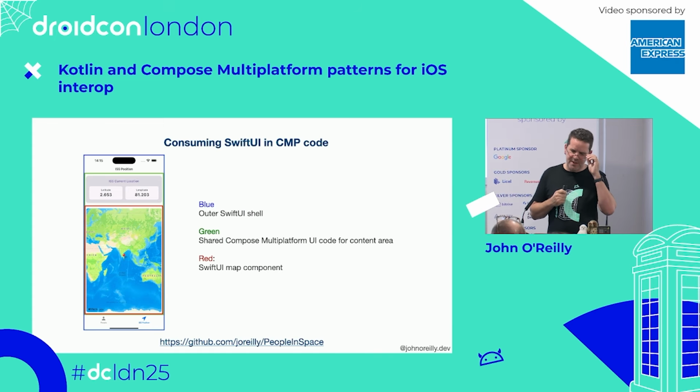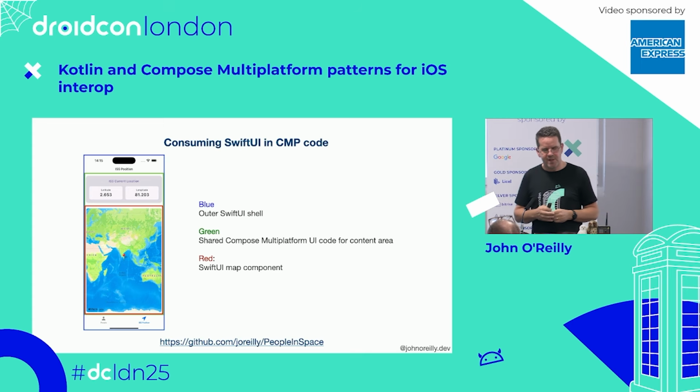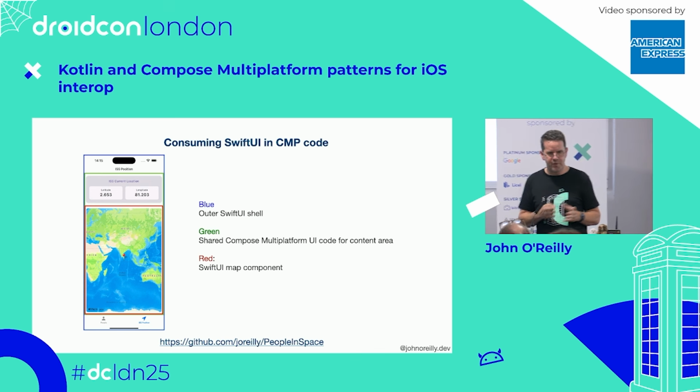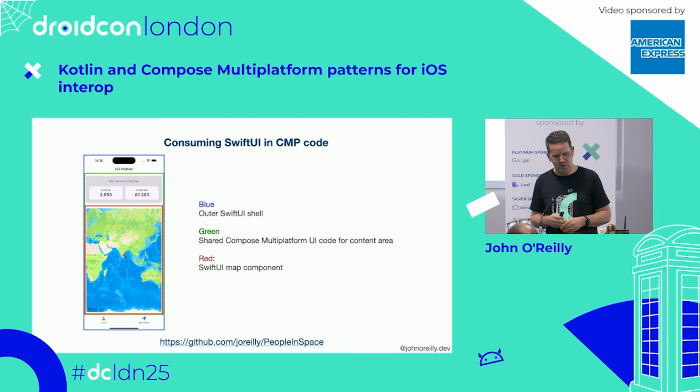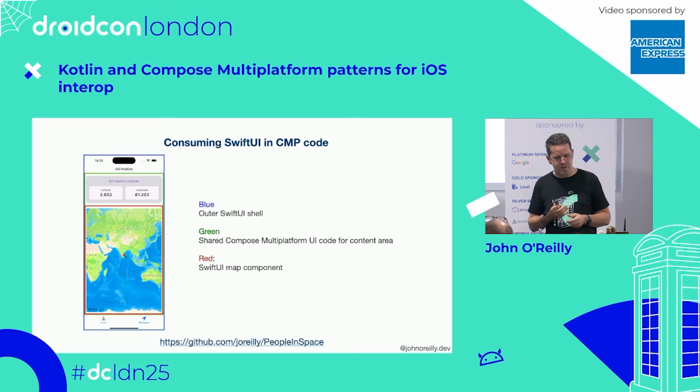So I'm going to illustrate this using an example from the People in Space CMP sample, where we're showing the position of the International Space Station in a SwiftUI map. Here we have an outer SwiftUI shell that basically just includes a title bar. That in turn uses Compose Multiplatform for the content area, which in turn uses SwiftUI for the map. So this is a somewhat contrived example, but is designed to hopefully illustrate the various moving parts needed to support this type of interop.